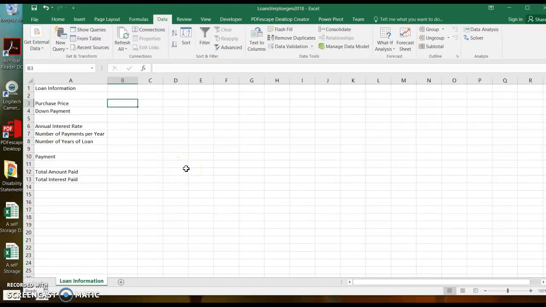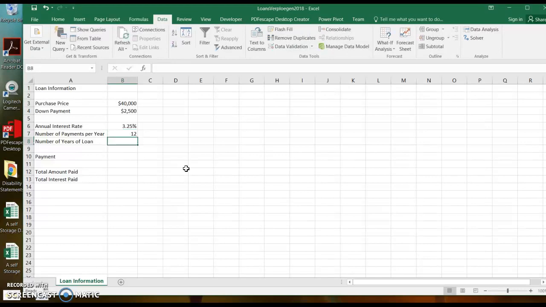So let's say we're buying a car for $40,000 and we have $2,500 to put down. Interest rate, we'll say it's 3.25%. Car loans are relatively low right now in our economic situation. Number of payments is traditionally 12.